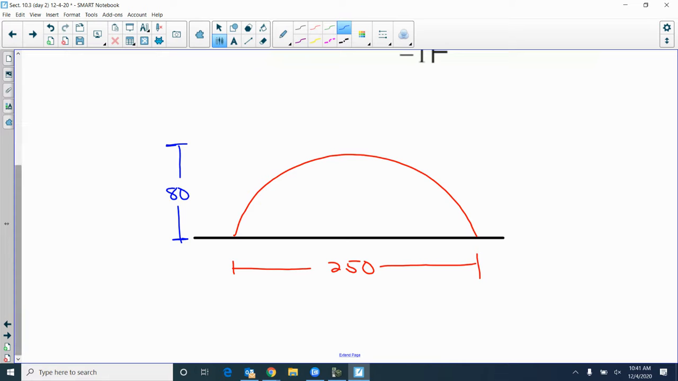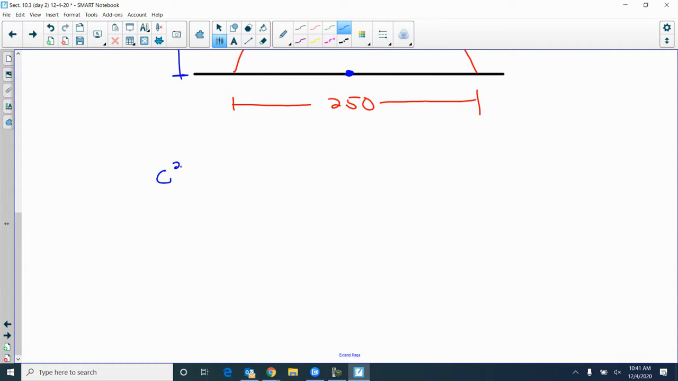So A is from the center, okay, out. So A is 125. B is from the center up. It's going to be 80 because we're dealing with a semi, half an ellipse. Okay, for the full ellipse, you would double that. So we would use those two values, and we know C squared equals A squared minus B squared. So C squared will equal 125 squared minus 80 squared.